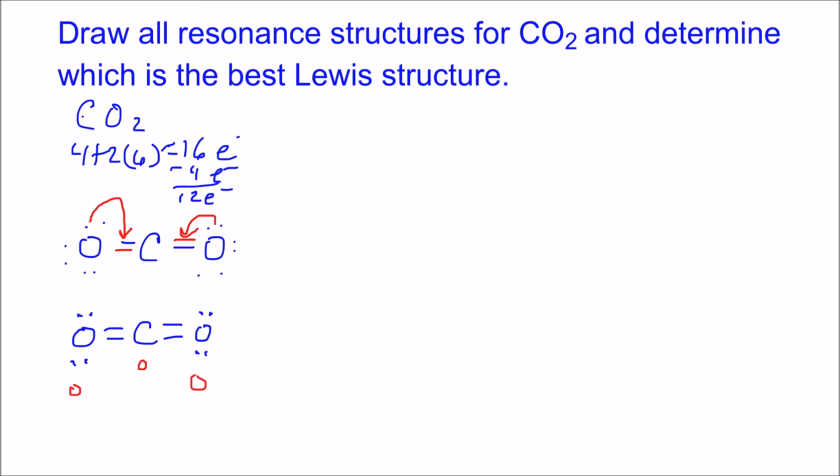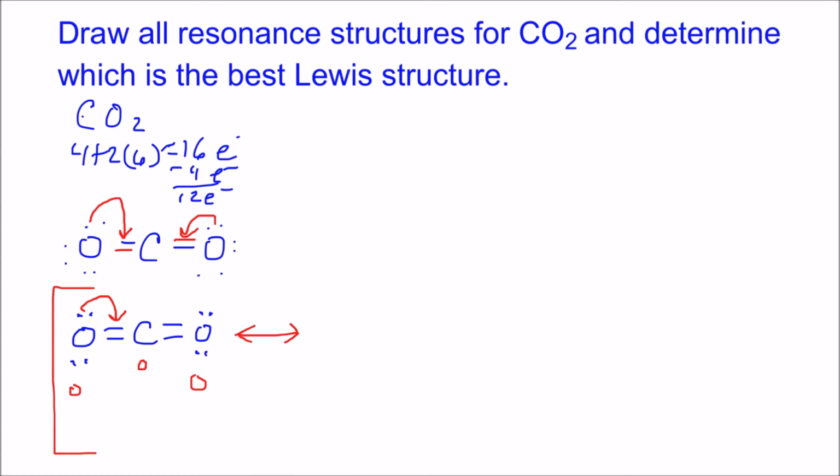Okay, so when you do resonance structures, you're going to put them all in brackets. You're going to include a double-headed arrow between each resonance structure to show that they can move back and forth between these structures. And we're not going to break the octet rule, okay? So I'm going to take this pair of electrons and shift it into another bond here.